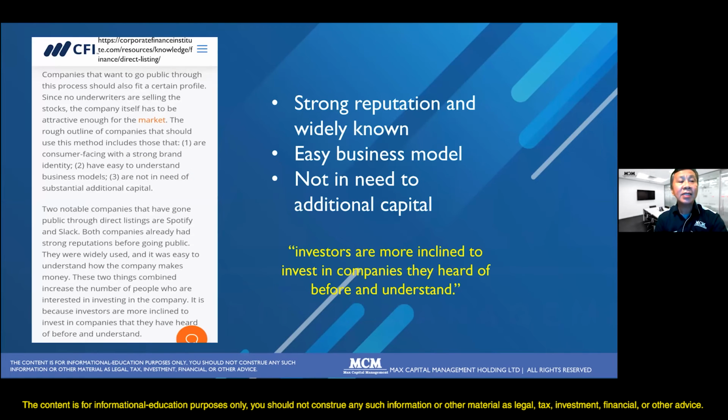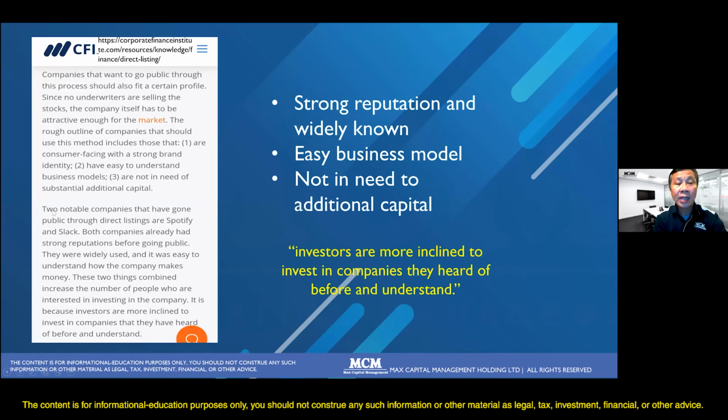Now, is direct listing for everybody? Is it suitable for any form of company? We have an article here which says that for direct listing to be successful, the company needs to have a strong reputation, be widely known, a well-known brand, with an easy business income model, and not exactly be in need of additional capital.